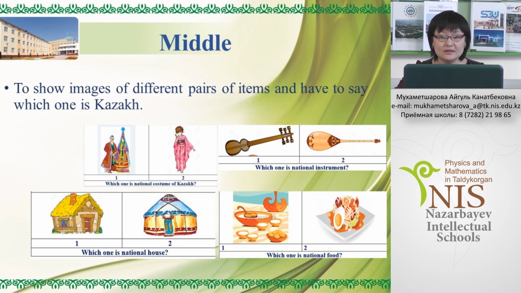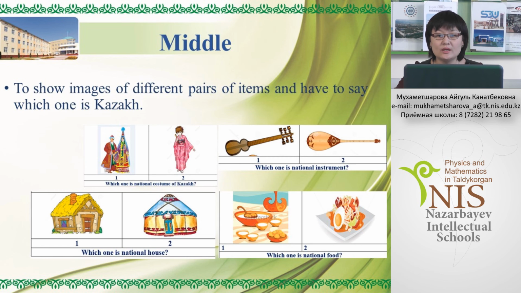Next activity was to show them different pairs of images and they have to say which one is Kazakh. You see the questions at the bottom of each picture. Which one is national costume of Kazakh? They should say 1 or 2. Maybe they can say first or second. And the Kazakh and the English or Russian language are also greeted.